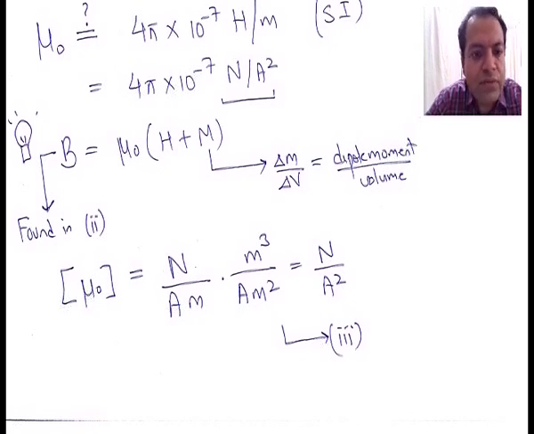From this we can write the dimensions of mu naught as the dimensions of the magnetic field B divided by the dimensions of the magnetization M. We have already found in the previous slide that the dimensions of magnetic field are newton upon ampere meter, and we divide it by the dimensions of the dipole moment, which is ampere meter square, and the volume, which is meter cube. Cancelling out the terms, we get the dimensions of mu naught as newton per ampere square, which is expression 3 on this page.